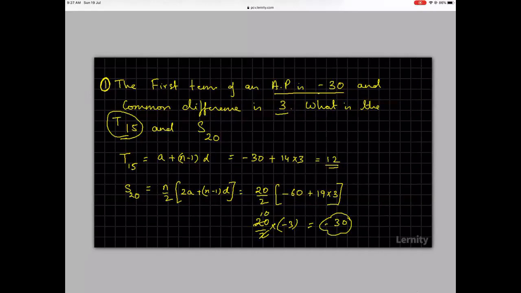The first term is minus 30, and the sum of 20 terms will also come to minus 30.